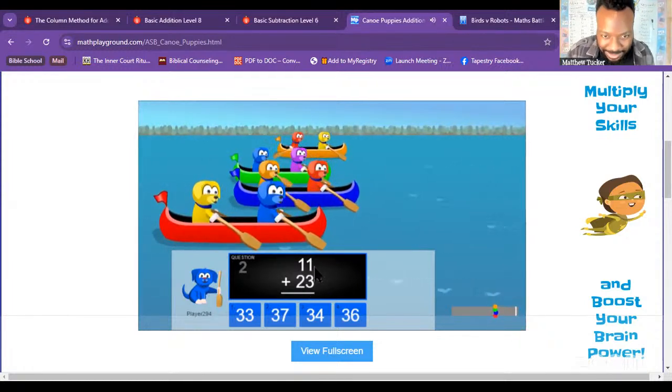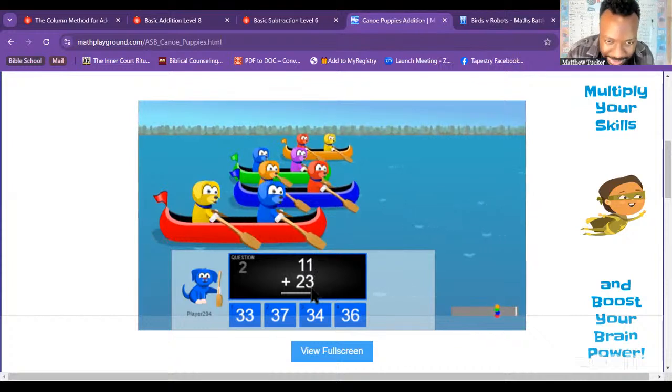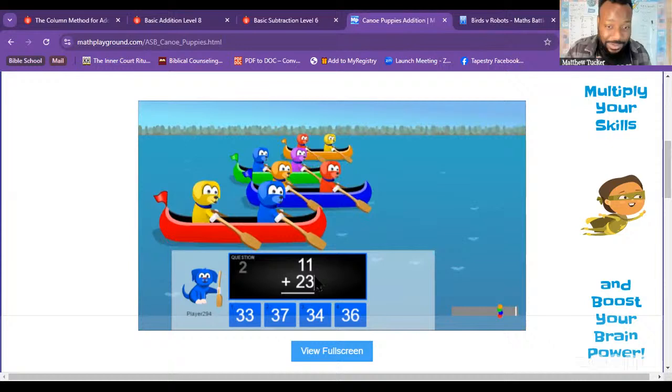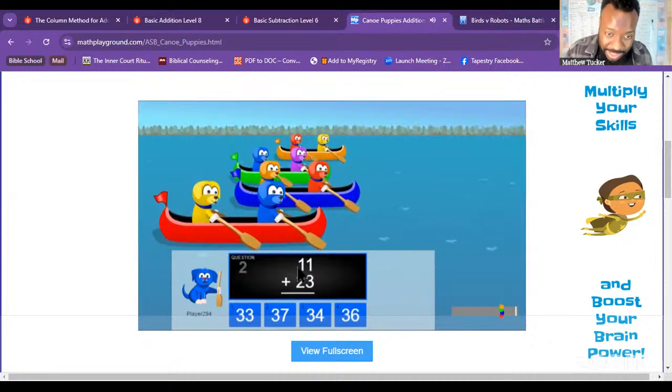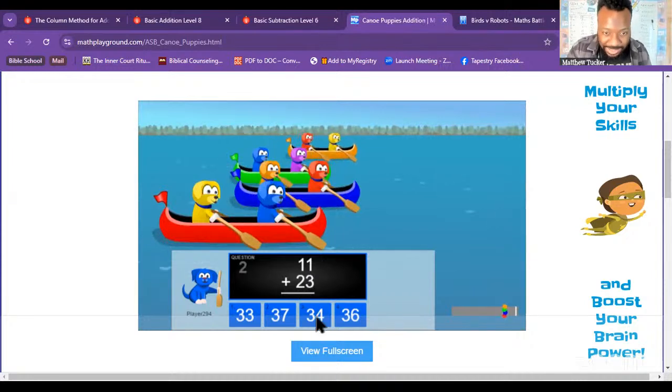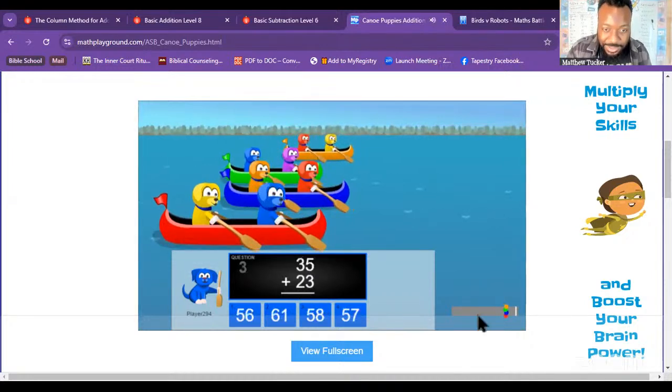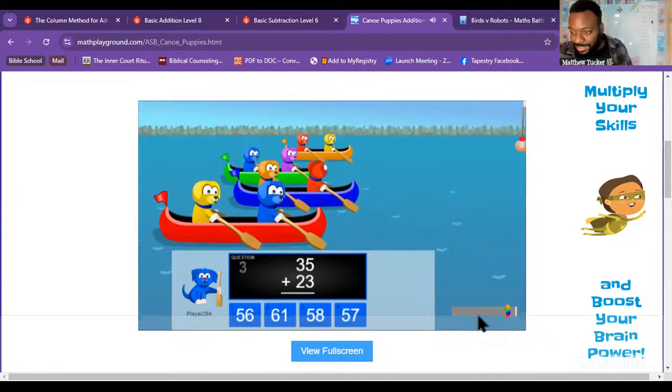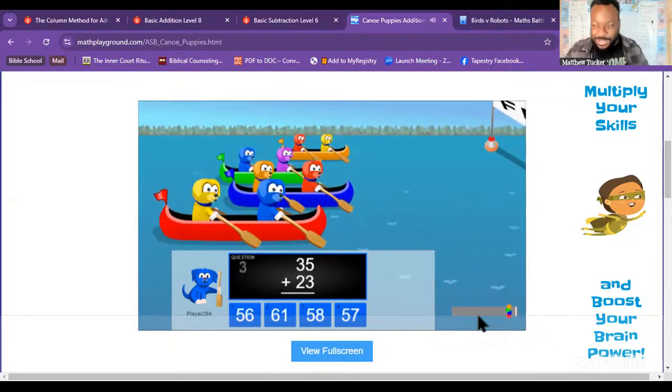Okay, 11 plus 23. Right, so we've got a 1 and a 3, which makes 4, so we know it ends in 4. We don't need to regroup. We've got 10 and 2 10s, which makes 30, 3 10s. So we're going to have a 34. All right, come on. In the chat, I want you to type in your answers.